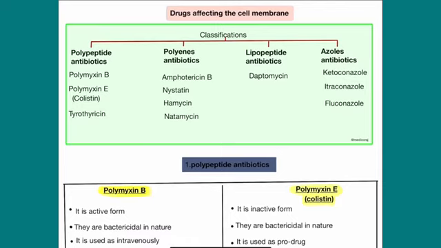Second is the polyene antibiotics, like amphotericin B, nystatin, hamycin, and natamycin. These are the polyene antibiotics. Lipopeptide antibiotic, like daptomycin, is very important. Among all of these, this is the most important. And azole derivatives are like ketoconazole, itraconazole, and fluconazole.